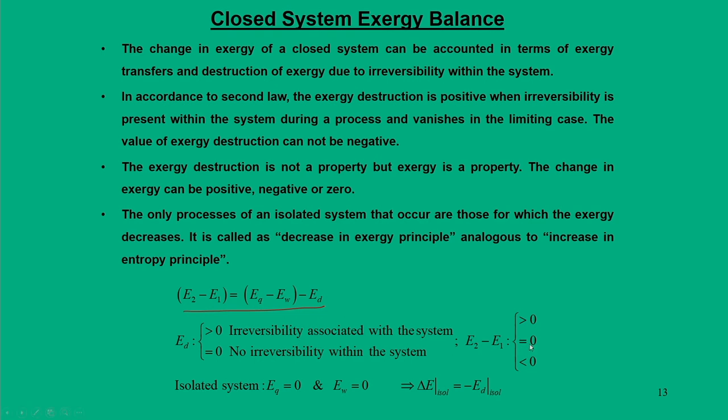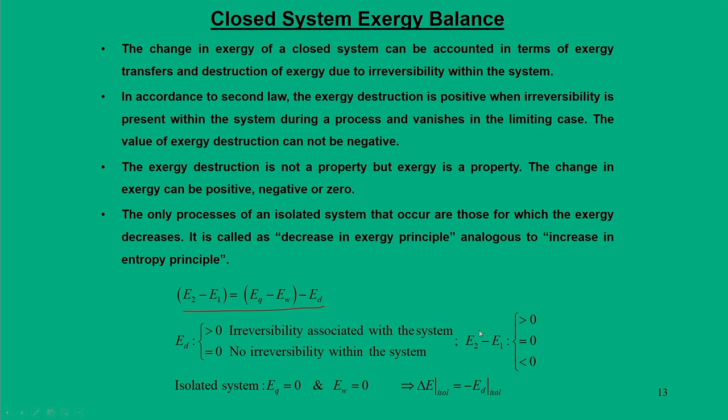Now, from this we can rightly point out the options available for exergy destruction, but what happens to the exergy change? That means E2 minus E1 can be greater than 0, equal to 0, or less than 0. So, there are three possibilities for the exergy change of any given system.